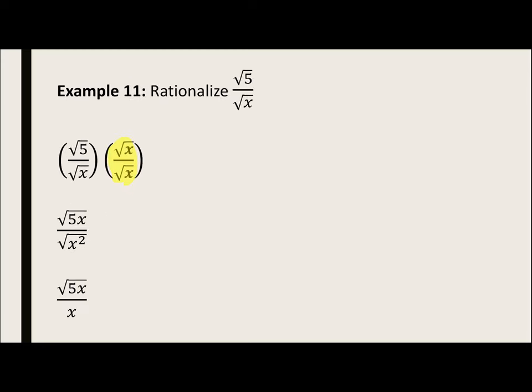Example 11, rationalize the square root of 5 divided by the square root of x. Multiply top and bottom by the square root of x. On top, square root of 5, square root of x, square root of 5x. On bottom, x times x is x squared. We can take the square root of x squared, take half of 2 is 1. So x to the 1 on bottom.